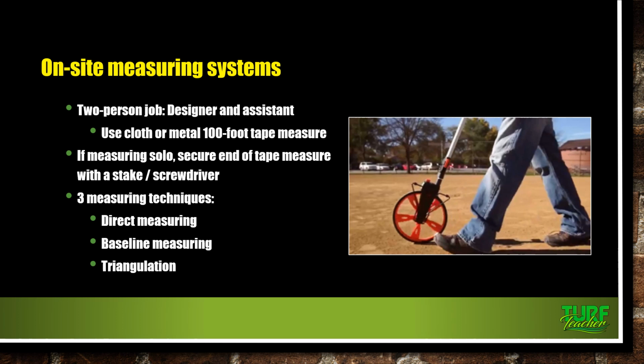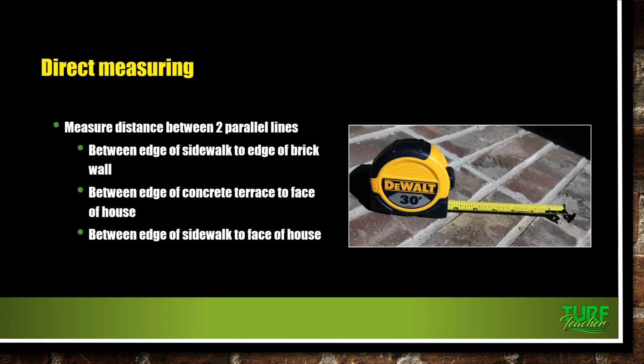On-site measuring, getting out the old tape measure and the wheel to make it happen. It's a 2-person job, the designer and assistant. You need to use a cloth or metal 100-foot tape. If measuring solo, secure the end of the tape with a stake or a screwdriver in the ground. There's 3 measuring techniques: direct measuring, baseline measuring, and then triangulation. Each one is very important to know. We touch base with all of these in landscape construction class.